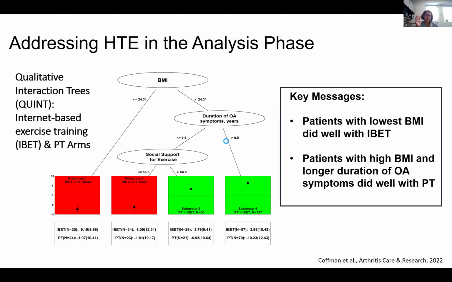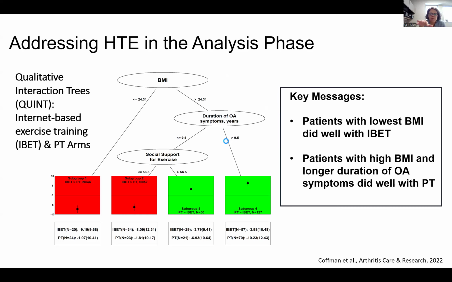And then if you look on the opposite side of that tree for BMI over 24-ish and the highest duration of osteoarthritis symptoms, so the far right green box, there was definitely a better effect, a change of about 10 points for people in physical therapy versus about 4 for IBET. And then you can see in the middle, there were some differences in those subgroups based on social support. And to me, those are a little bit harder to interpret, which is a risk of these types of analyses, is that sometimes things make a lot of sense clinically, and then sometimes I'm not really sure how that plays out. And I think we have a mix of that here.